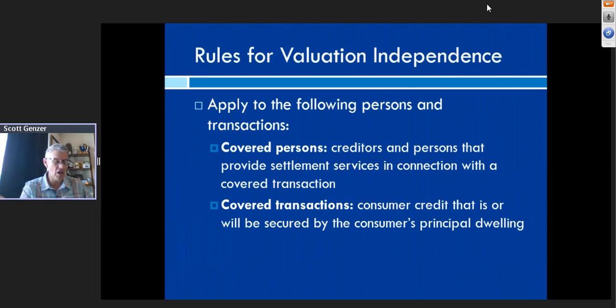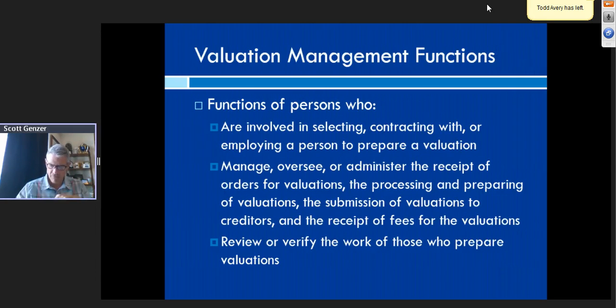And everyone who is a covered person is covered under the rule, which says any creditor or any other person that provides a settlement service in that transaction is covered. So we can't have real estate agents trying to bribe the lender who is going to try to bribe the appraiser, or any coercion between those aspects. Independence, covered transactions. So instead of referring to appraisers, they talk about the evaluation term. And that is an evaluation, an estimate of the value of the consumer's principal dwelling in written or electronic form, other than one produced by an automated model.